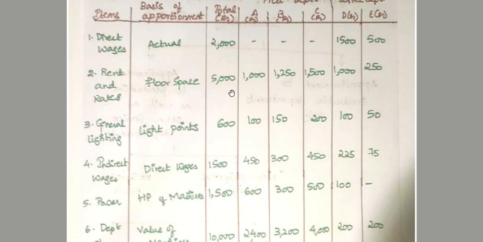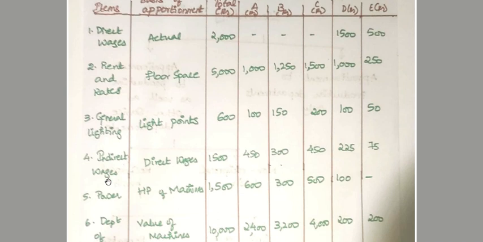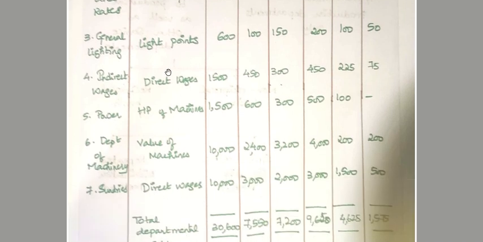On the basis of floor space, your 5,000 is divided to departments A, B, C, D and E in the ratio of 1,000, 1,250, 1,500, 1,250. Your general lighting is based on light points ratio. Your 600 is your total amount, divided into 5 departments as 100, 150, 200, 150. Your indirect wages will be reduced based on direct wages ratio. The amount is 1,500, which is reduced as 450, 300, 450, 225 and 75.